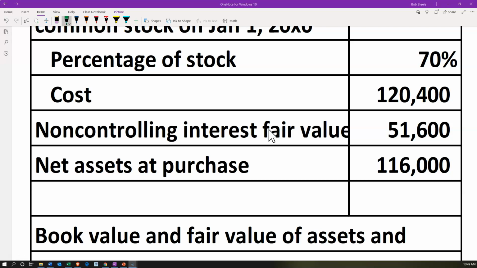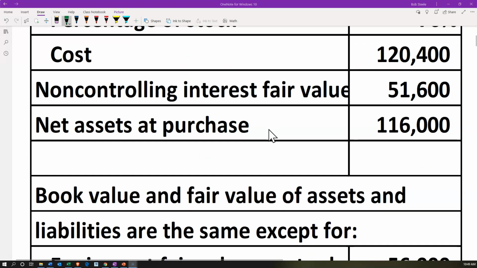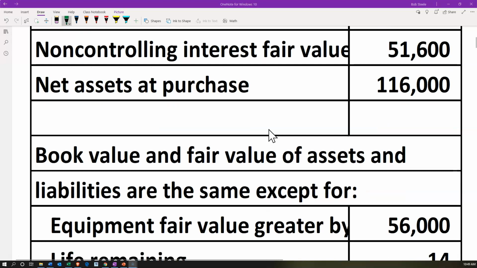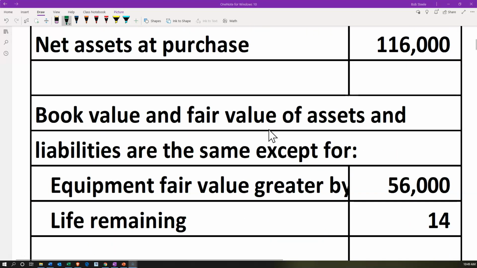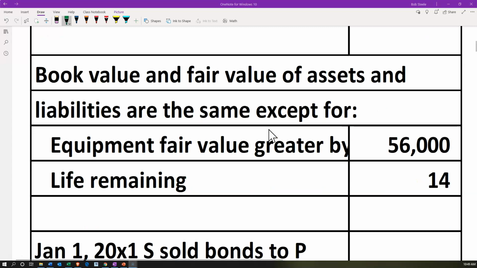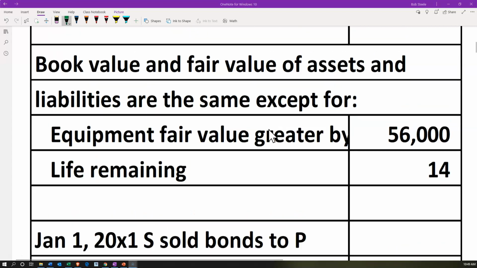The percentage of stock, the controlling interest, 70%. The cost, the amount that was paid for that 70% interest by P in S, $120,400. The non-controlling interest, fair value of the net assets, in other words, as of the point of purchase, $51,600. The net assets at purchase, meaning assets minus liabilities, equal to the equity section at the point of purchase, is $116,000.